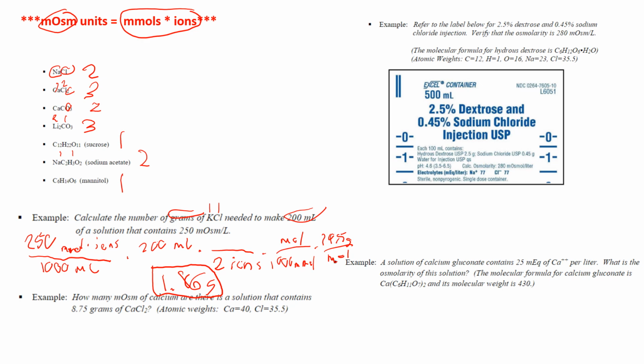How many milliosmoles of calcium are there in a solution that contains 8.75 grams of calcium chloride? Okay, so this one's interesting, just because it's solely looking for our milliosmoles of calcium.